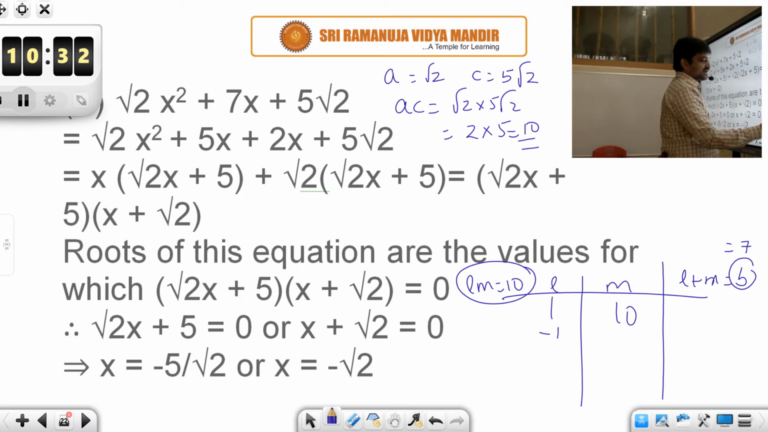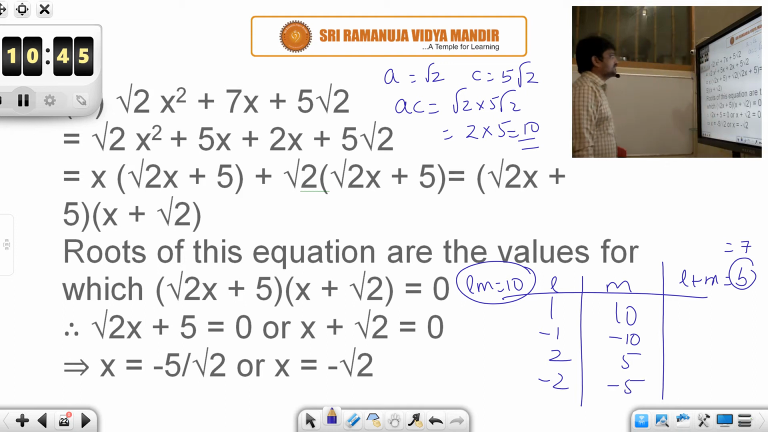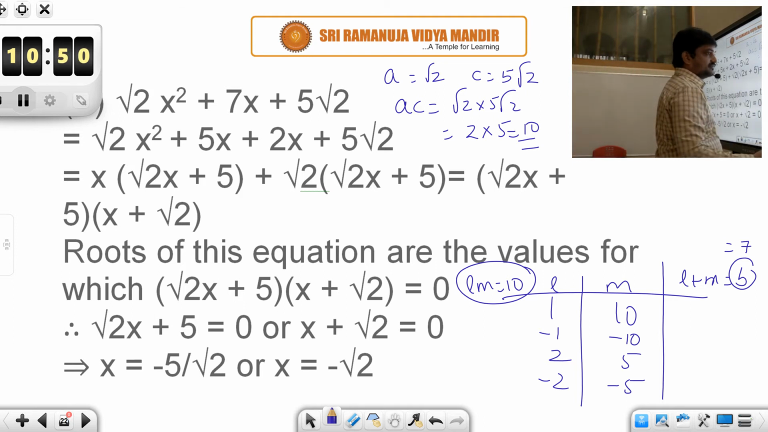If L is minus 1, then M would be minus 10. If L is 2, then M is going to be 5. If L is minus 2, then M is going to be minus 5. These are the only possibilities. Now add them and see which pair gives you the sum 7. So 10 plus 1, 11, minus 1 minus 10, minus 11, 2 plus 5, 7, minus 2 minus 5, minus 7. So the answer is 7.